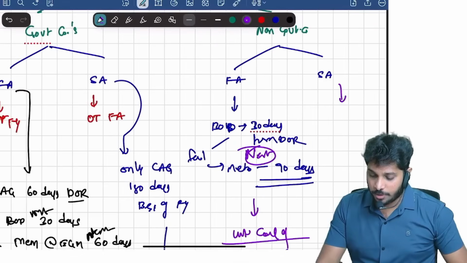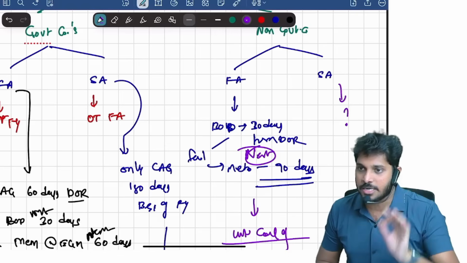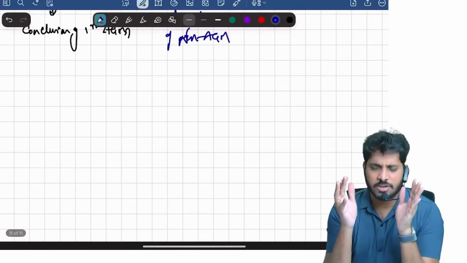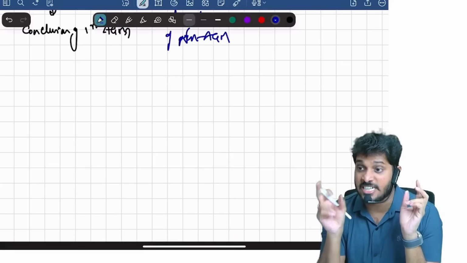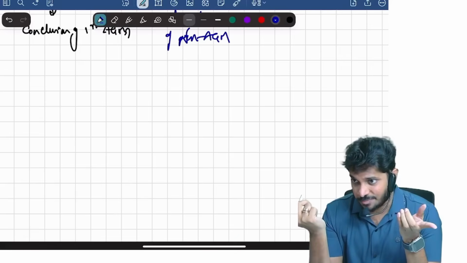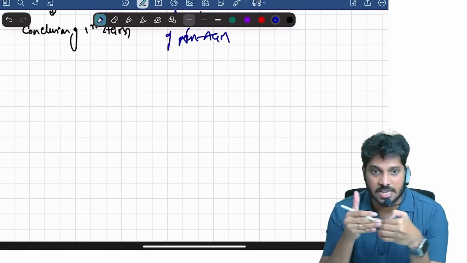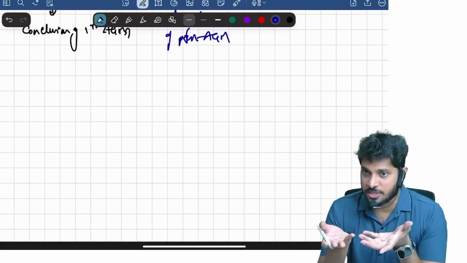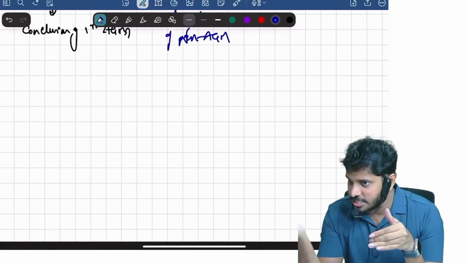Now what about the subsequent auditor of a non-government company? By the way, remember, government company means public sector. Non-government company means private sector. Private limited company is different again. Private sector means where government ownership is less than 50%. Public sector means where government ownership is more than 50%. If the majority owner is a government, it is a public sector. If the majority owner is not a government, then it's a private sector.